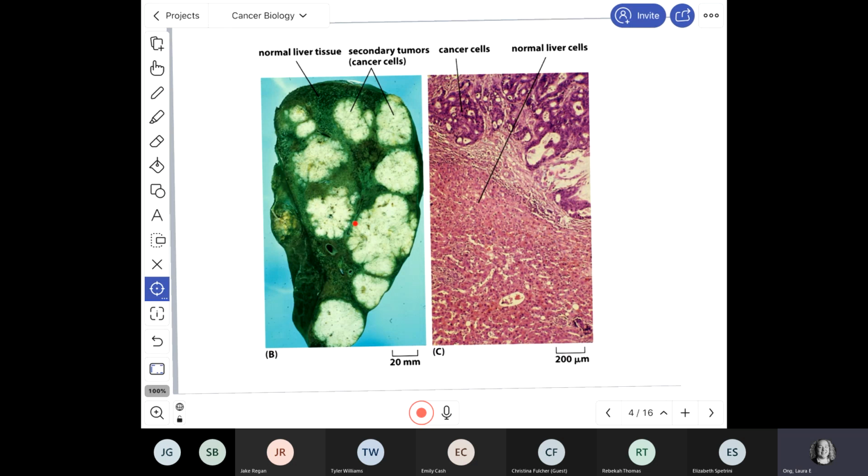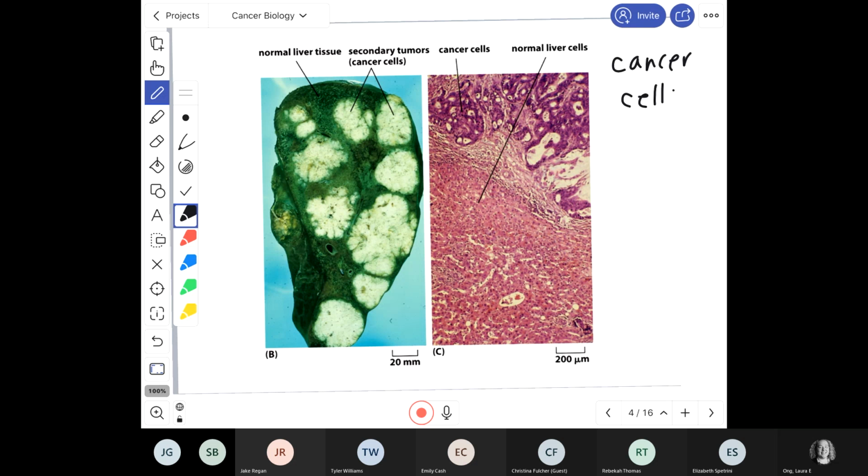And then if you looked at that in a microscopic section, this should be the normal appearance of cells in the liver, and cells in the tumor do not have the normal appearance or function. So something else important to note about cancer cells is that cancer cells are generally going to lose their specialized function.